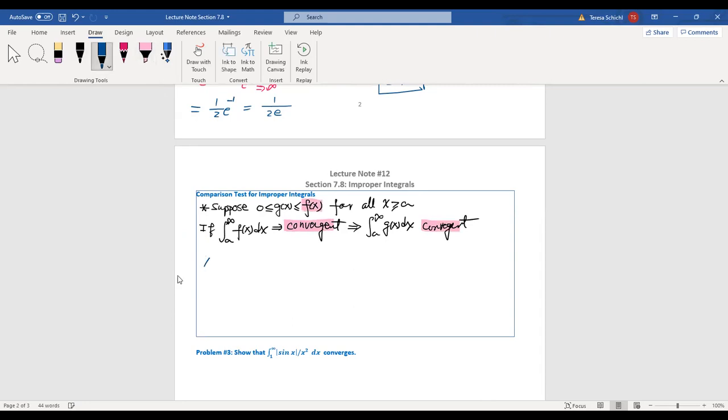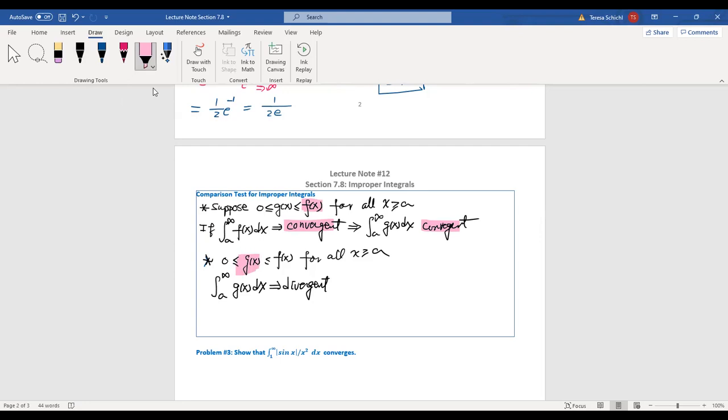On the other side, it's the same thing. If f(x) is still greater than g(x) for all x greater than or equal to a, and if you integrate from a to infinity of g(x) dx and this one is divergent, okay, because g(x) is less than f(x), right?